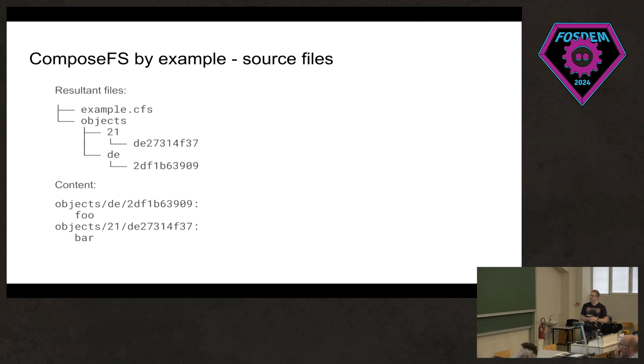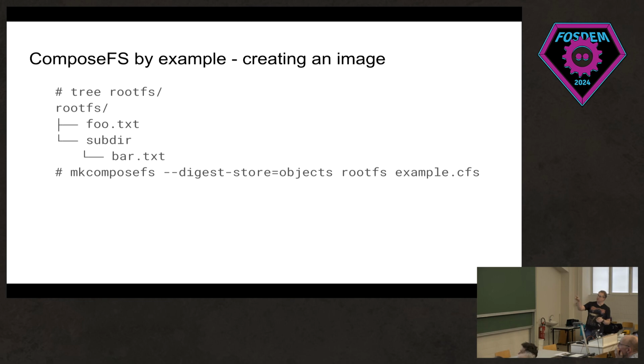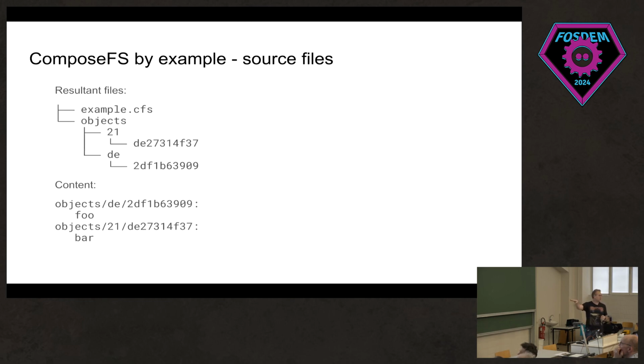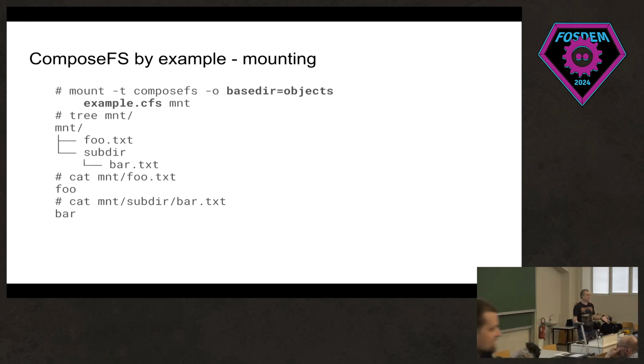Those things are just files. And if you go back to the original thing, we had a foo.txt and a bar.txt. And those weird-looking objects just have the content of those files in them. And the names are like checksums. And then you can, from this again, mount it. You're specifying the objects directory and the example file, and then you get back the same results.